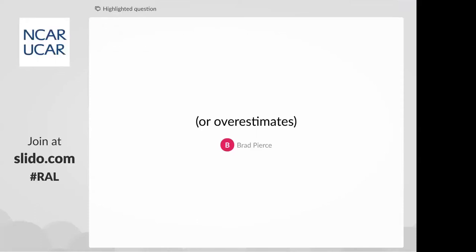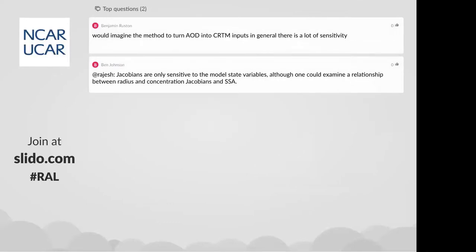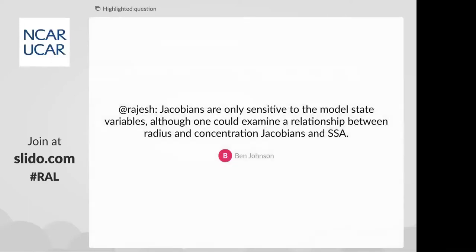And next question is from Ben. Oh, Ben responds to Reggie. Is the Jacobian only sensitive to model state variables, although one could examine a relationship between radiance and concentration Jacobian and SSA? Thanks, Ben. Thank you, Ben.